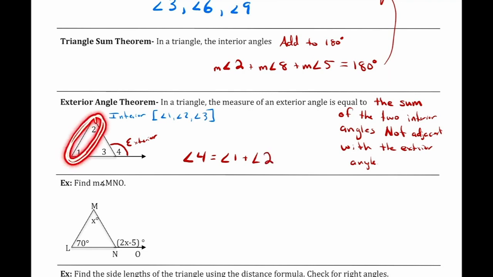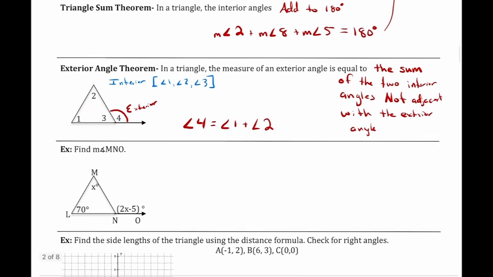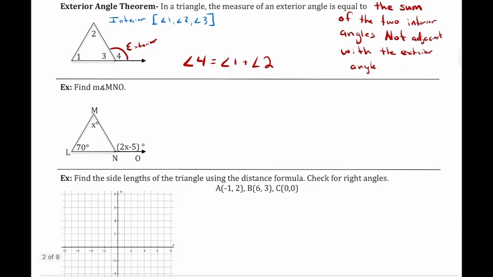These 2 angles are sometimes called remote interior because they're far away and you'd need a remote control to be able to touch them. Kidding, but remote literally meaning at a distance. So these are at a distance away from 4. Let's keep on moving. Let's look at an example of that.